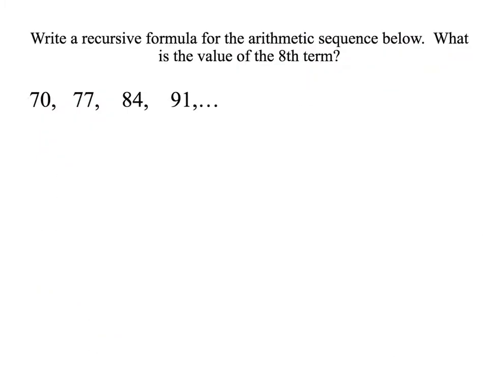Okay, so it says write a recursive formula for the arithmetic sequence below. What's the value of the 8th term? So let's see, what are we going up by each time? We've got 70, 77, 84, 91. Plus 7, plus 7. Okay, let's start by writing A1. That's the first term. A1 is 70.